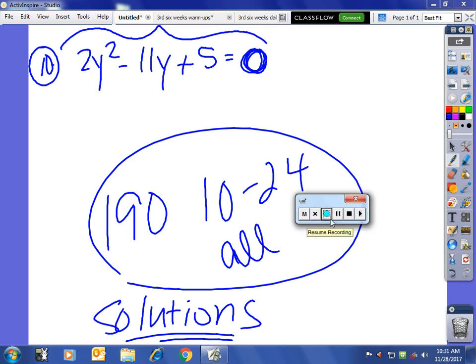All right, any questions? Yes. Will you find the minimum or maximum?